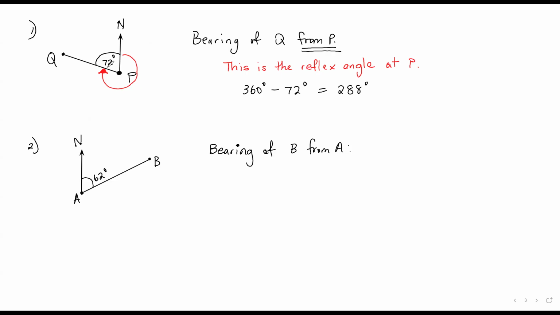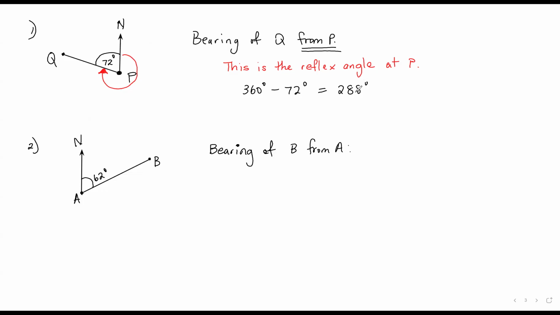Now, to find the measure of that angle, I would have to subtract 72 degrees from 360 because all the angles around a point add up to 360 degrees. So around this entire point P, you have 360 degrees. If this little portion is 72, then the reflex angle will be 360 take away 72, which gives us 288 degrees. Therefore, the bearing of Q from P is 288 degrees.